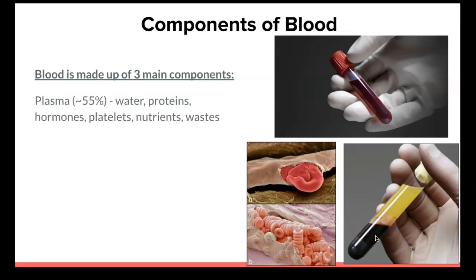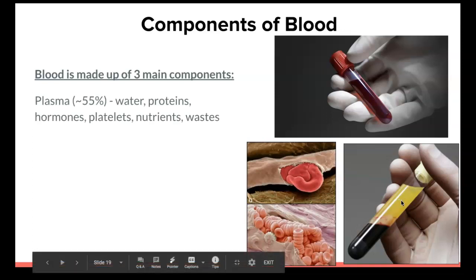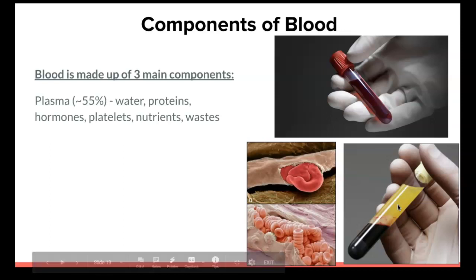So plasma. Plasma is this yellow part. It's about 55% of our blood. It's mostly water, and it also has some other things like proteins and hormones and platelets and nutrients and wastes that are carried in the plasma. That's like the liquid that makes up our blood.